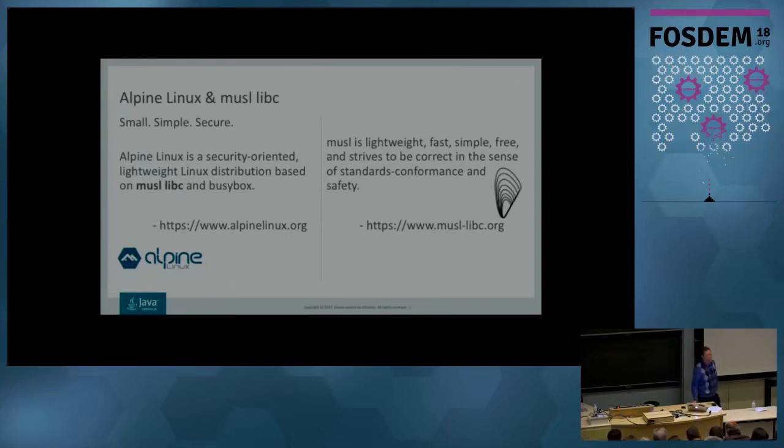And the Musl C library has as its tagline that it is lightweight, fast, simple, lots of different things. In the end, it should just be another C library, right? All C libraries should be the same, it's a standard API and whatever it is. And that turns out to be almost true.